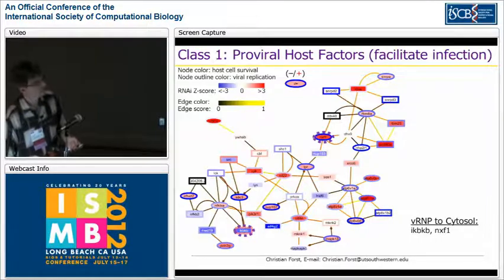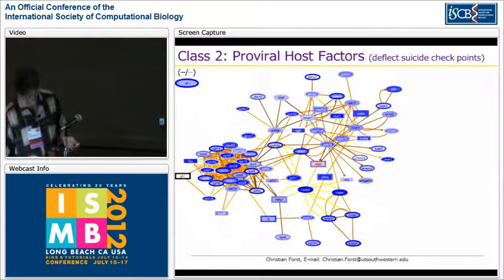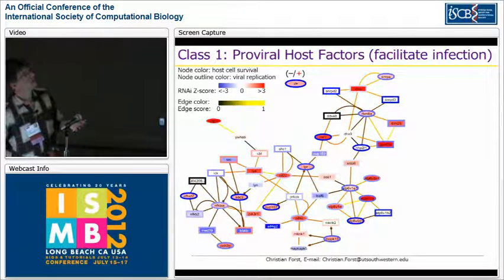The color coding of these nodes is actually reflecting the particular Z-scores of the RNAi studies for the particular quadrant, and the node color refers to the host cell survival axis. The outline color, the border color, refers to the viral replication axis, and in class 1 I would have a positive Z-score for the survival and a negative Z-score for viral replication. So this would be the common node that you expect.